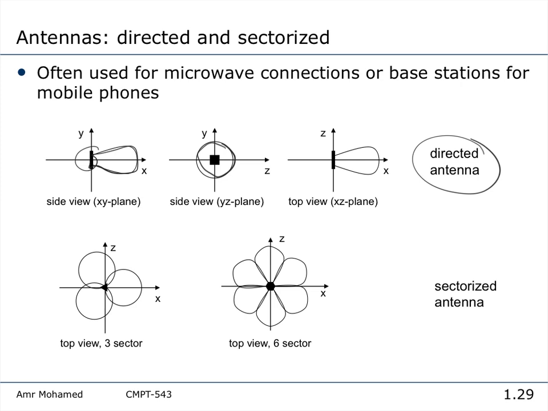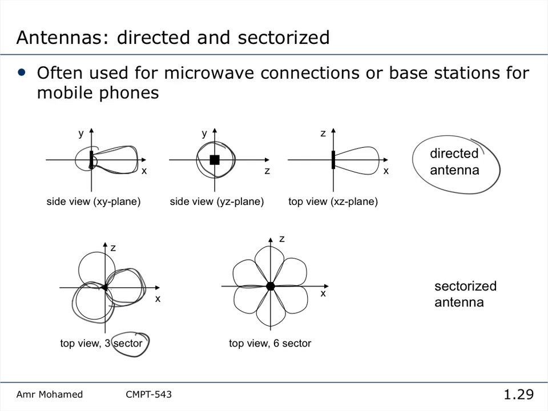So another type of directed antenna is what we call a sectorized antenna. You can think of it as multiple antennas, each of which has a certain direction, and then you integrate 3 or 6 or 8 of them in one integrated antenna. So the pattern looks like this. Or this is for a 6-sectorized antenna.